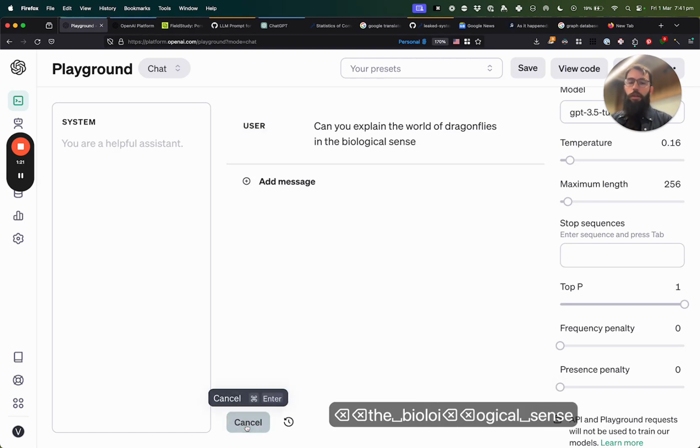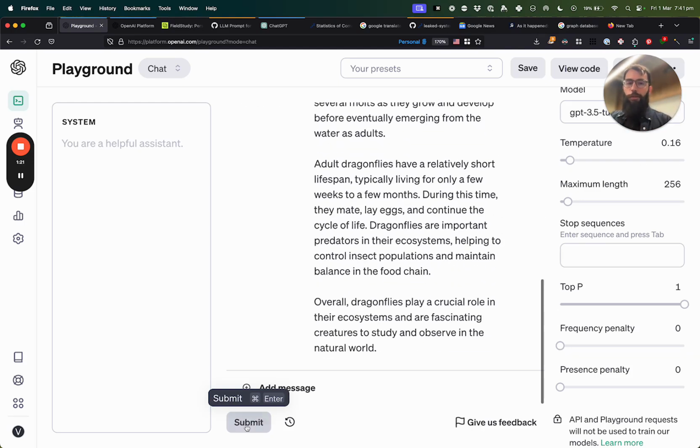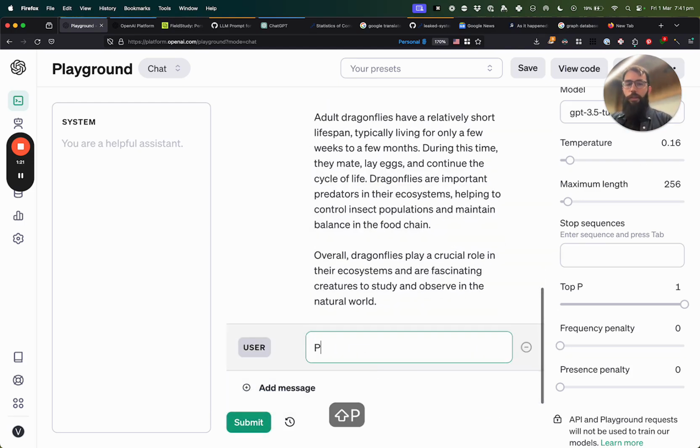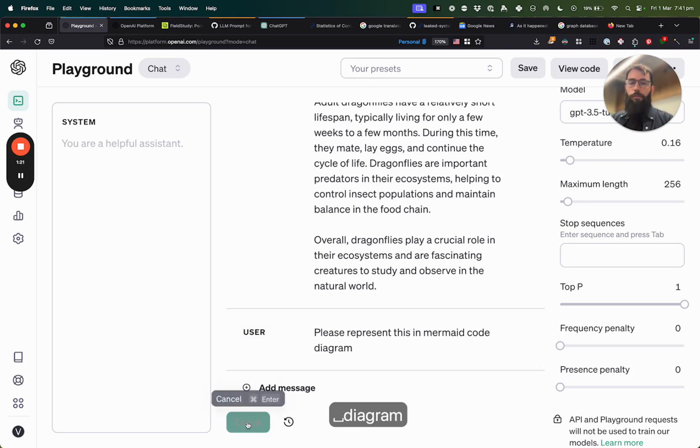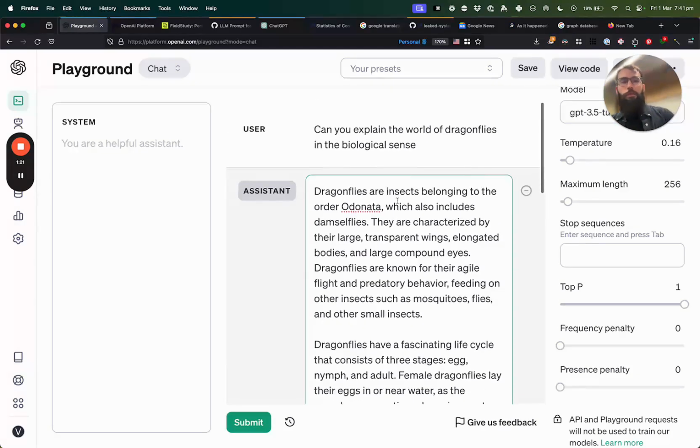Just say that, in the biological sense, whatever. Dragonflies are insects, nymphs, all this stuff. Please represent this in Mermaid. Now, Mermaid and some of these other things, oh, it's awful. Let's just go ChatGPT.